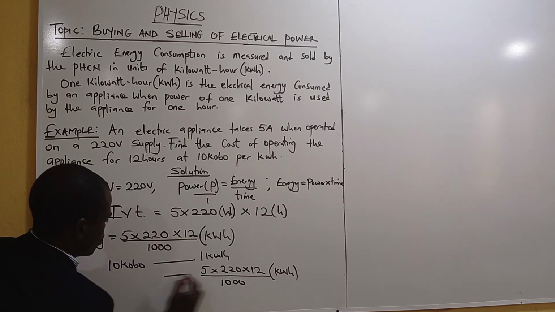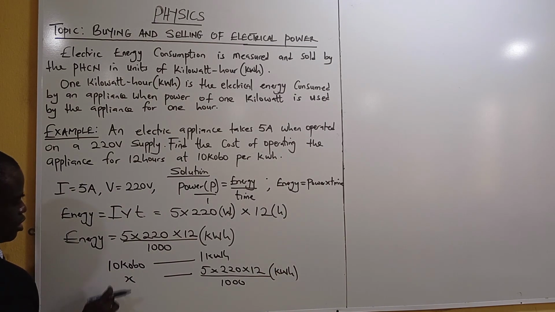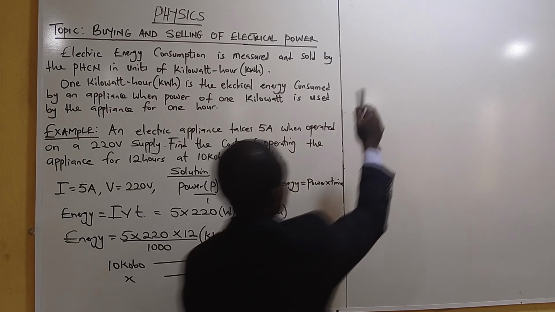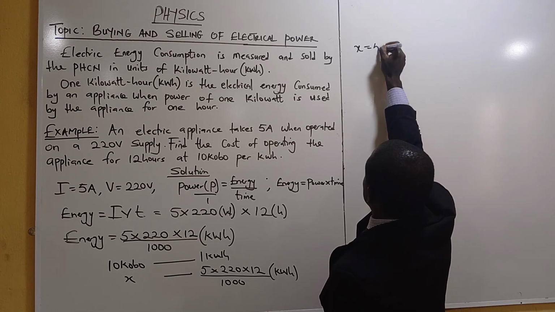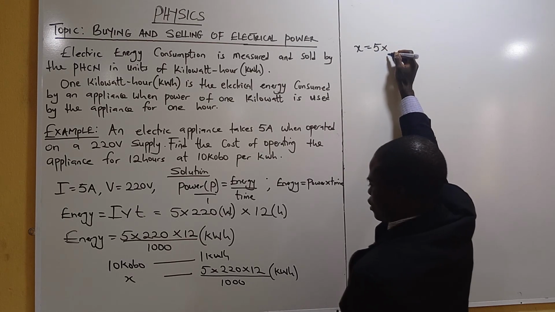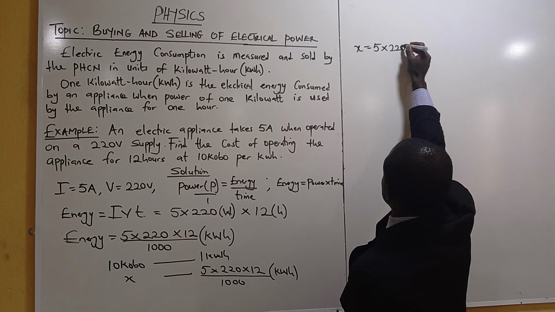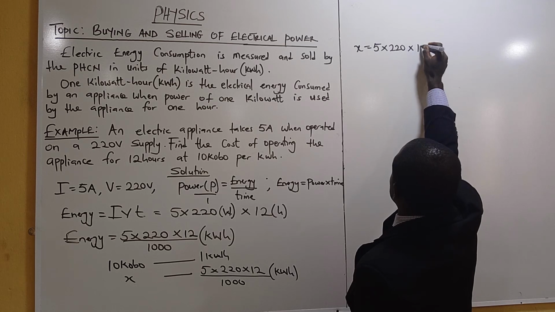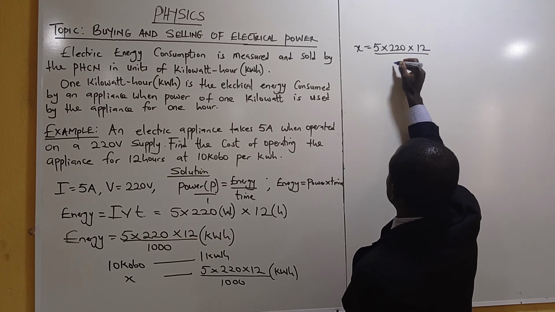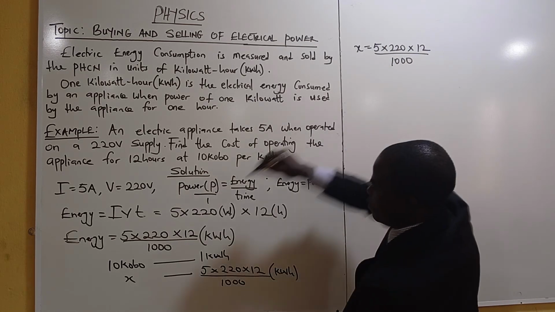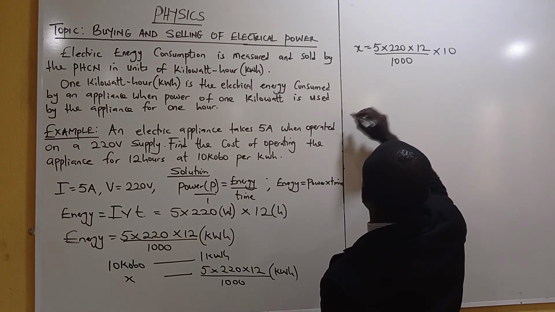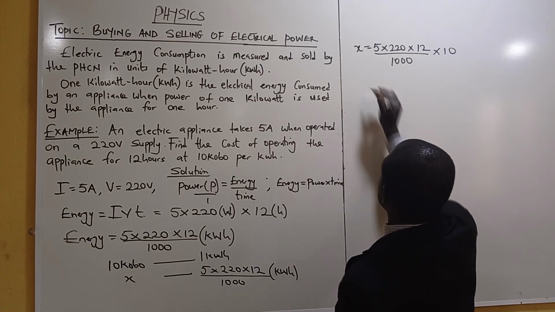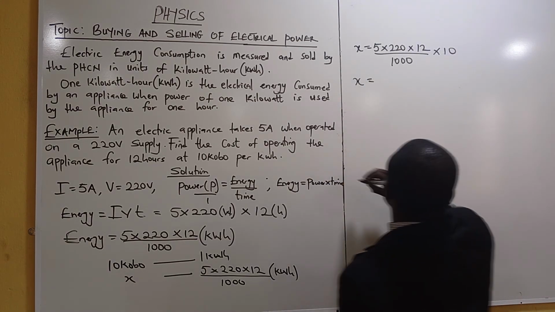Likewise to X, it will now be this times 10 divided by 1. Your X equals 5 times 220 times 12 divided by 1000 times 10. Dividing by 1 will still give you the same thing.